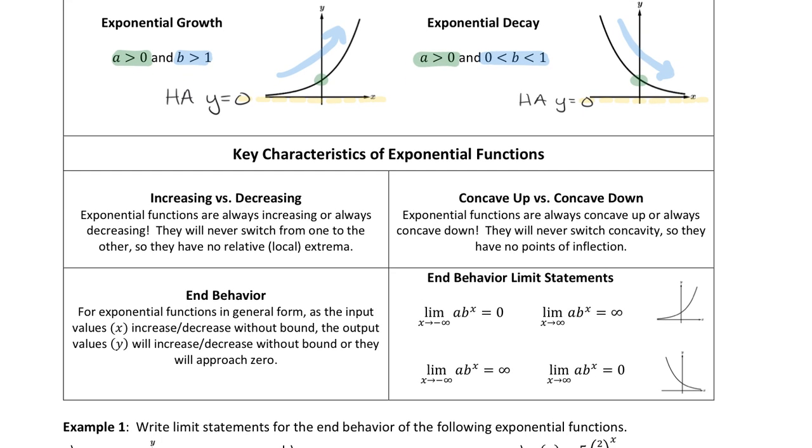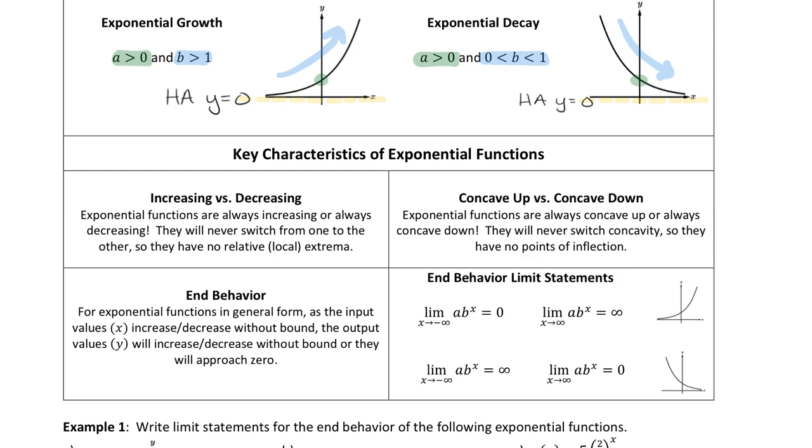Some other key characteristics here that we will talk about with most functions we learn about. An exponential function is always increasing or always decreasing. It never switches. So in polynomials, when we learned about maximums and minimums, they were where we went from increasing to decreasing or decreasing to increasing. So since this never changes, whether it's increasing or decreasing, we're going to have no extrema values, no maxes or mins. Also, exponential functions are always either concave up or concave down. They'll never switch concavity, which means we also have no points of inflection for this graph.